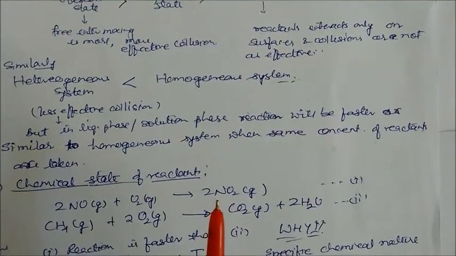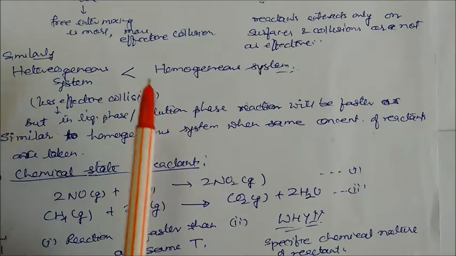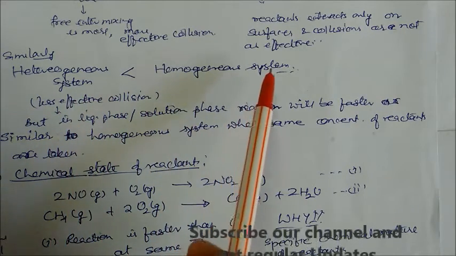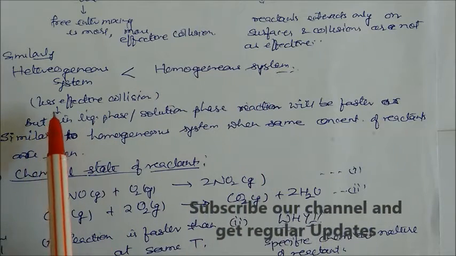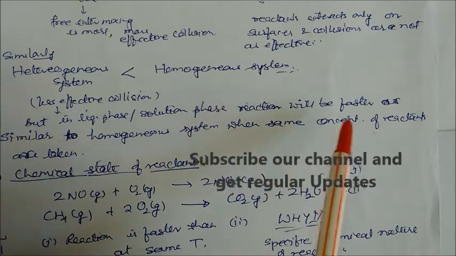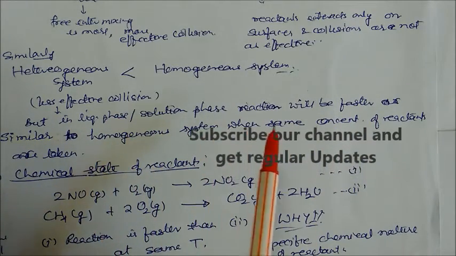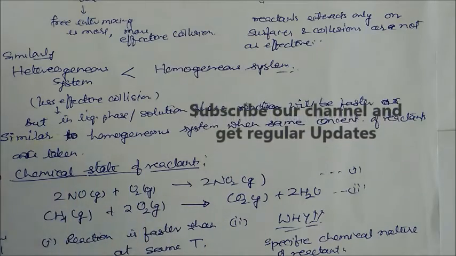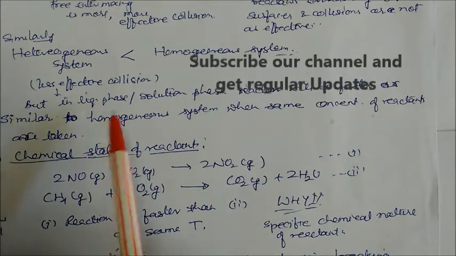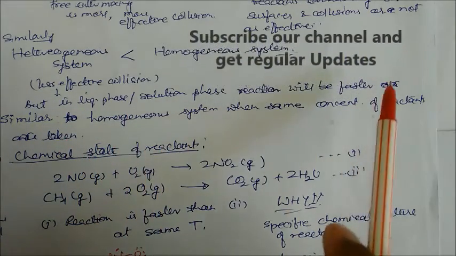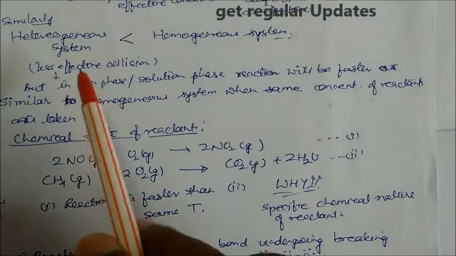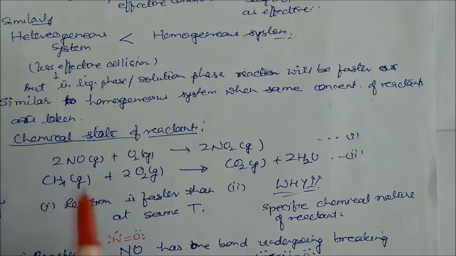Similarly, in heterogeneous systems, what happens? The rate of reaction is less as compared to homogeneous systems. Why is it less effective? Because in liquid phase or solution phase, reactions will be faster, similar to homogeneous reactions, if the same concentration of the reactants is taken. If you take the similar concentration of the reactants, then a liquid phase or solution phase reaction will be faster as compared to heterogeneous systems. The reason is the same: the system is heterogeneous, so effective collisions are fewer.